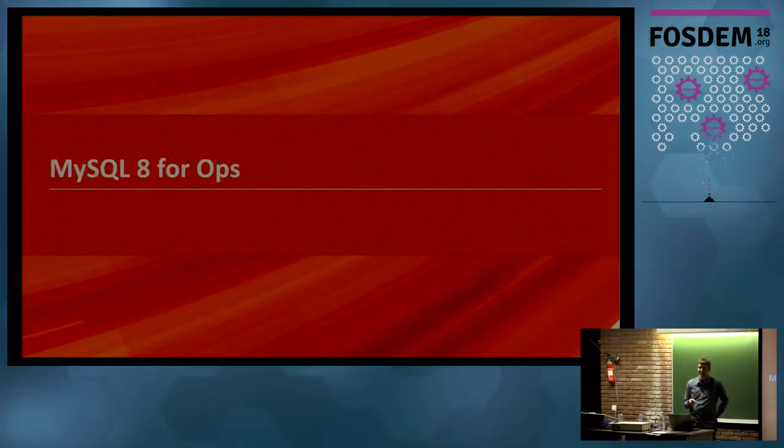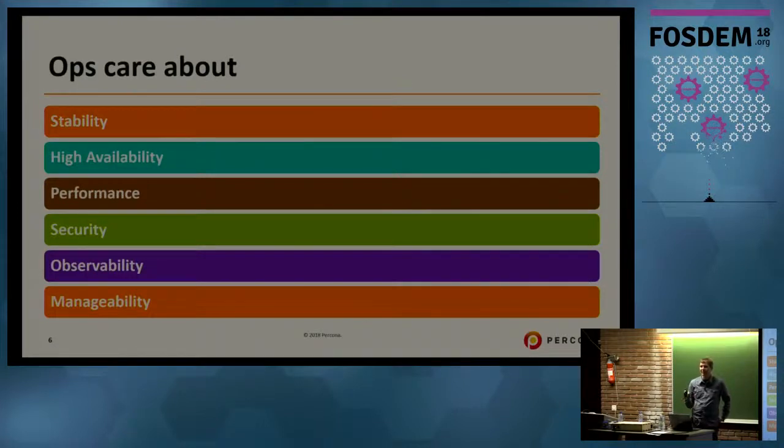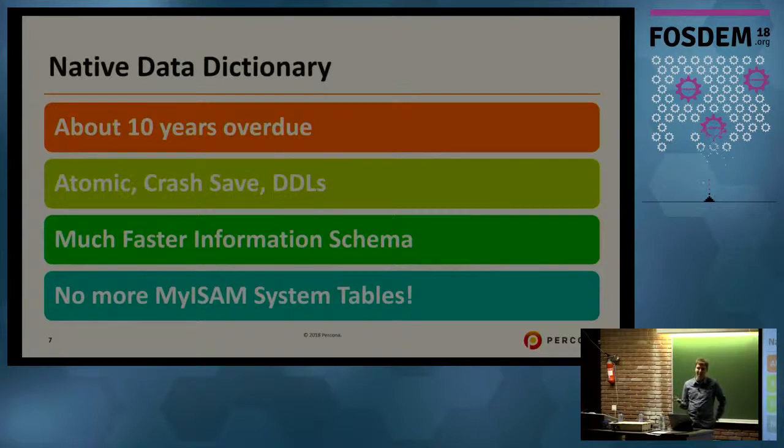Okay, so what are nice things in MySQL 8 for ops people? Well, I think there is a lot of great stuff in MySQL 8 in the areas of stability, high availability, performance, security, availability, and manageability. The first one which excites me a lot is a native data dictionary, right? This is something that is very internal, but also very important, and I would say it is about 10 years overdue at this point.